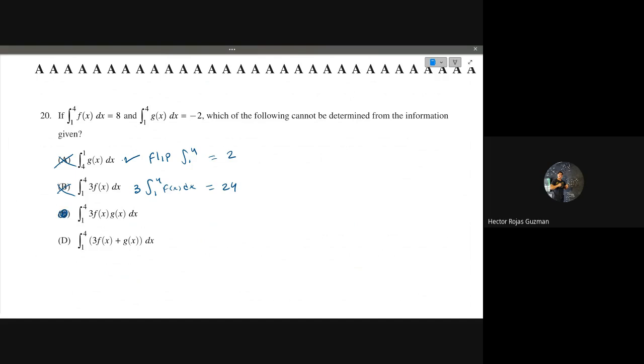The answer is C. And that's because we have no rule for multiplication, but we do have a rule for addition. This integral can be split up into 2 integrals. And then, of course, the integral from 1 to 4 of f is 8. And the integral from 1 to 4 of g is -2. So there it is. The only one that cannot be determined is C.